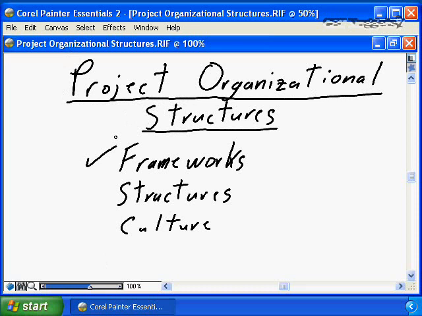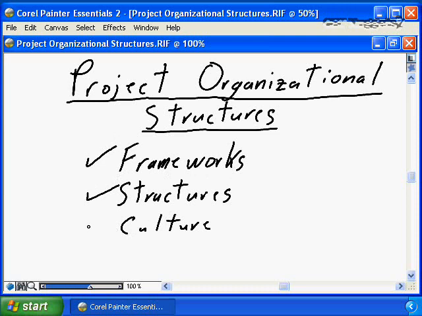Is this a hierarchical organization? Is this a project-driven organization? Is this a matrix-based organization? What is the overall framework within which the organization is structured, and what is the structure? How do projects get delivered? How do projects get initiated? How do projects get accepted?